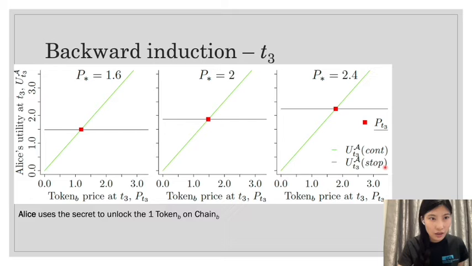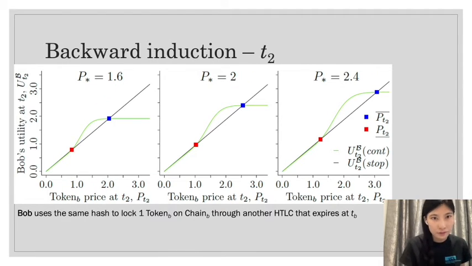So if she stops, then she would have a pretty much fixed expected utility that goes as the black line. So we show that there is a minimum price that token B has to reach at T3. If the price of token B is extremely small, let's say close to zero, then there's no incentive for Alice to unlock token B because she would pretty much be better off by retaining token A on chain A, so she would withdraw.